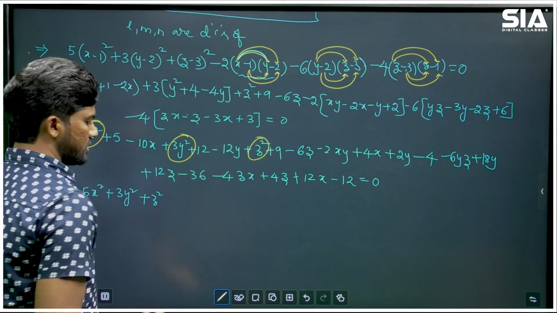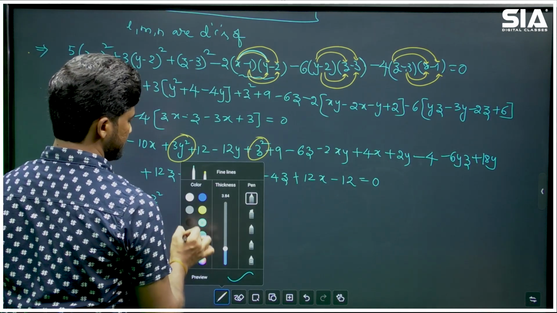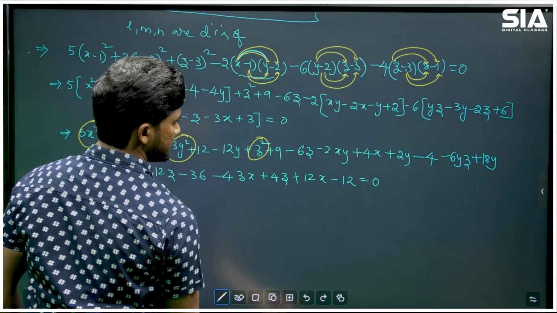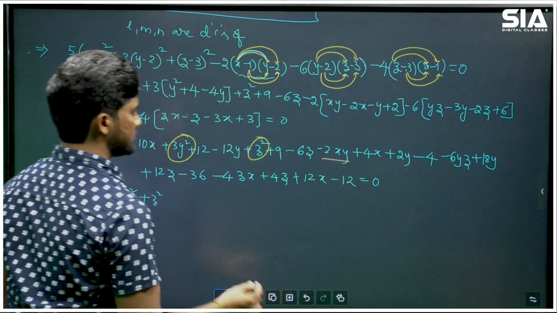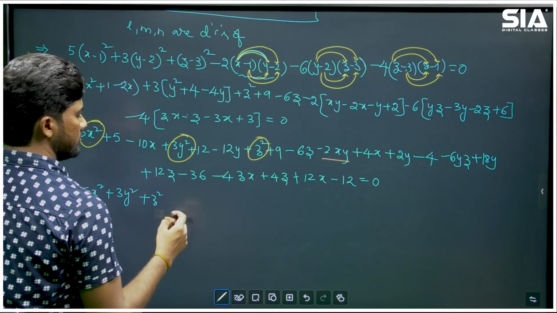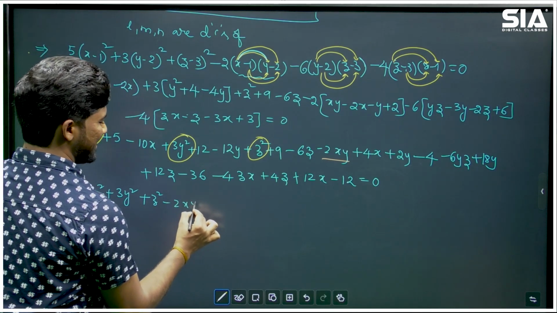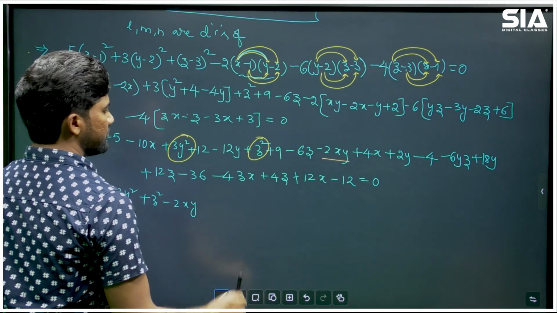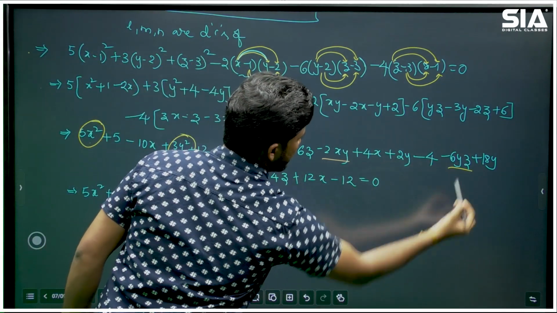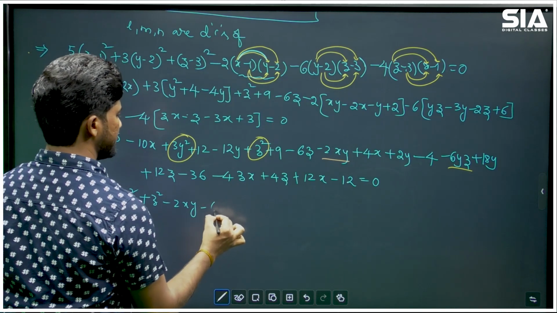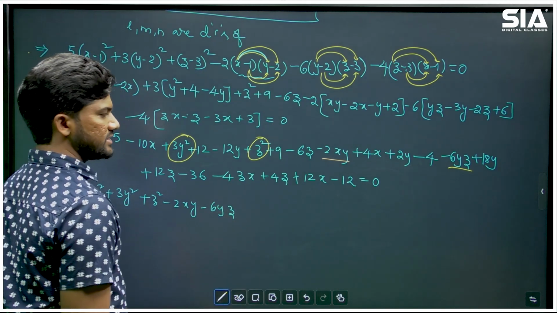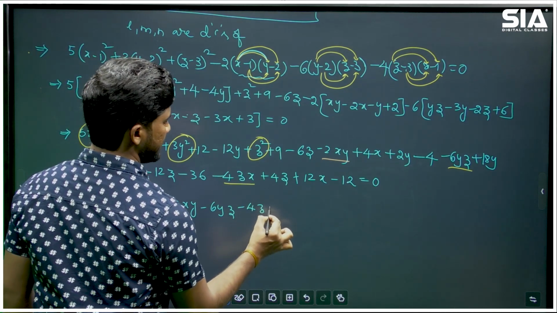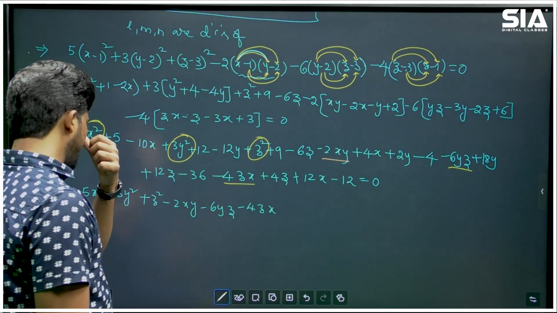Now after completion of these values, next to take the xy term. Here you have minus 2xy. So write that value, minus 2xy. Next after minus 2xy, minus 6yz, and after minus 6yz, minus 4zx. Okay, so you have to write in this format.